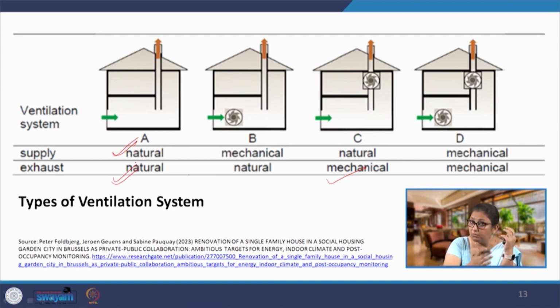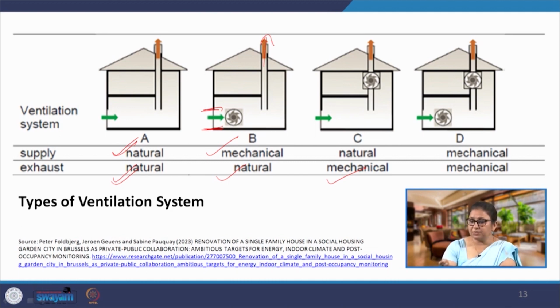So, it could be both natural, it could be the other way around, here mechanical and natural. For example, we can have an earth air duct, an earth air tunnel here, and we might be providing a pump, a fan, which will help us in drawing the air through that earth air duct mechanically, and it will be exhausted through the tower, probably the staircase duct, naturally. So, that could also be a possibility.